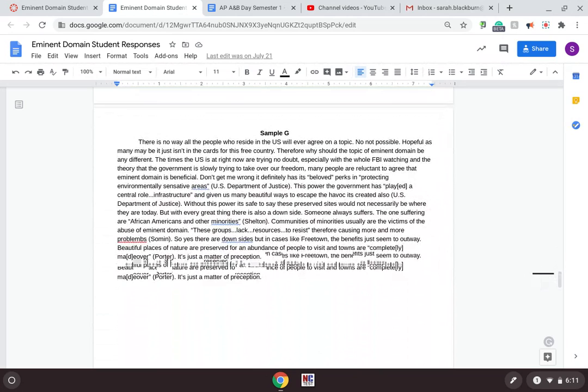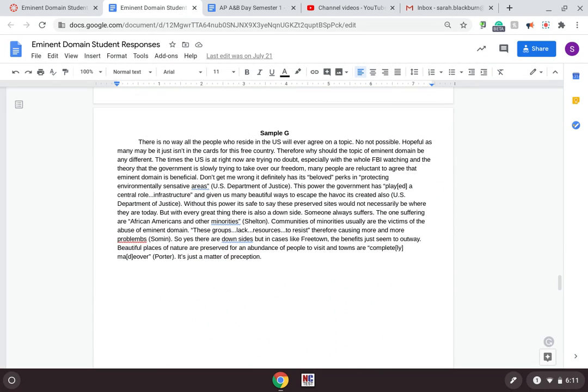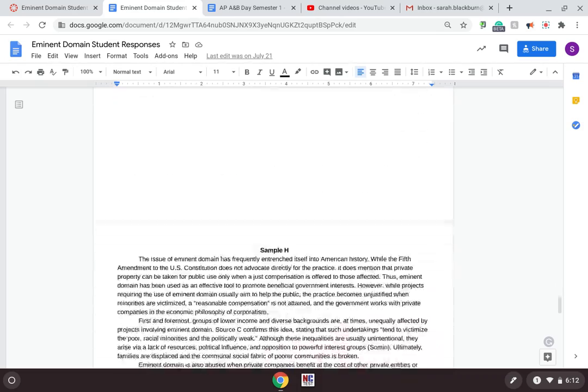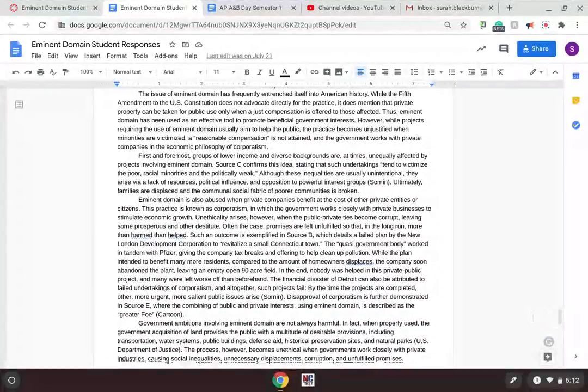Okay, Sample G. Sample G only got 1 point, and their 1 point was an evidence point. This is the only other essay that did not get a thesis point and never actually took a position. So, anyways, Sample G, quite rubbish. Sample H. Sample H was not so much rubbish.